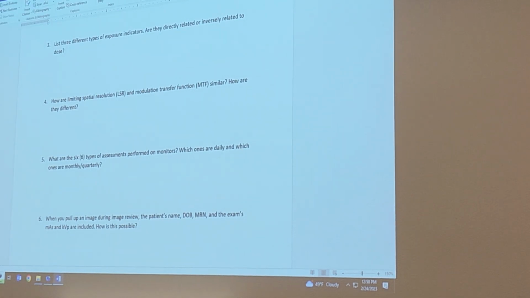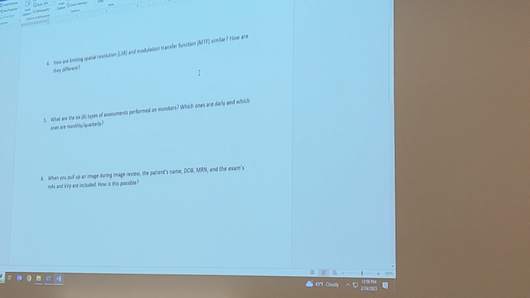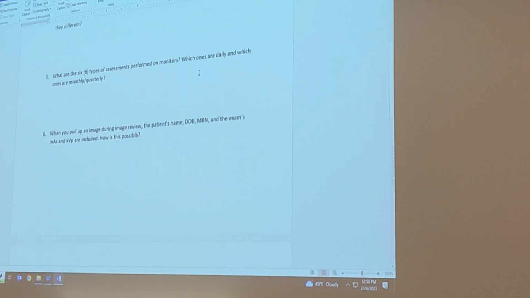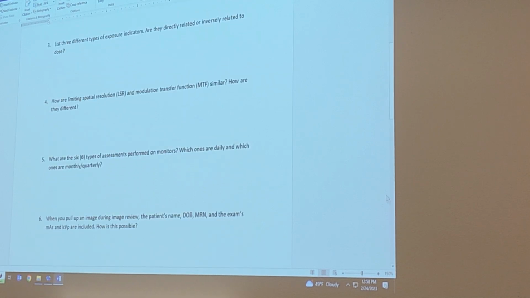All right, small question. Go ahead, John. You said the examples of outside factors were like eyesight and what else? The monitor. Okay.